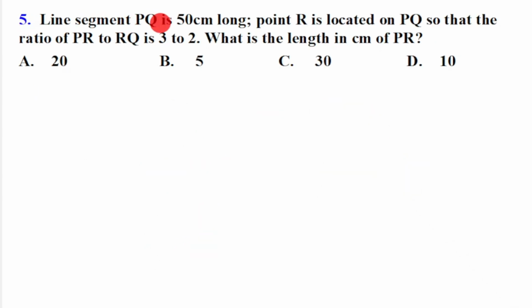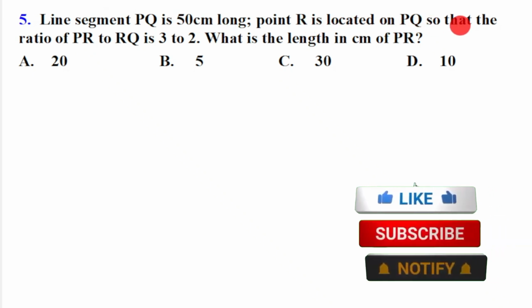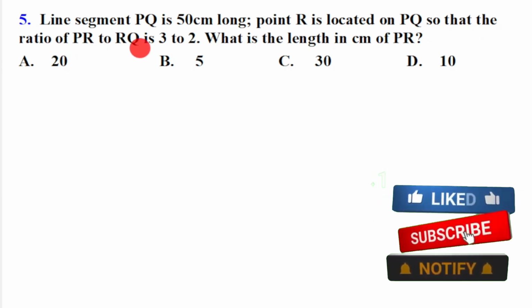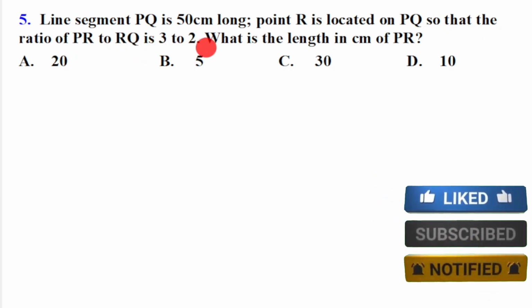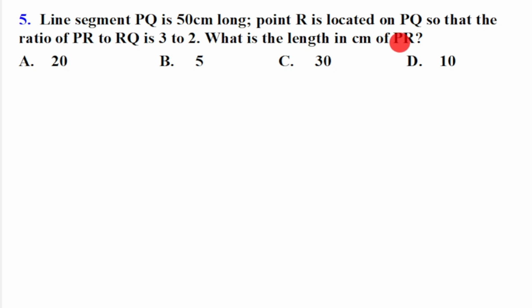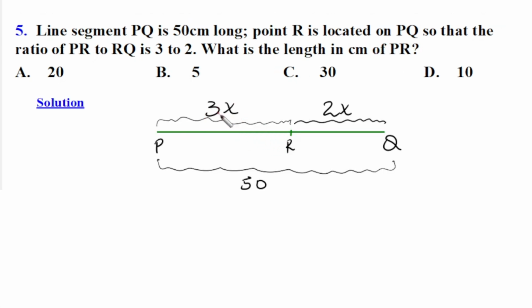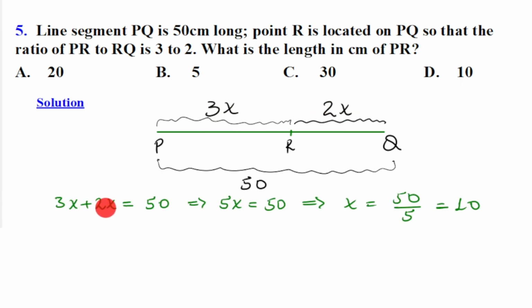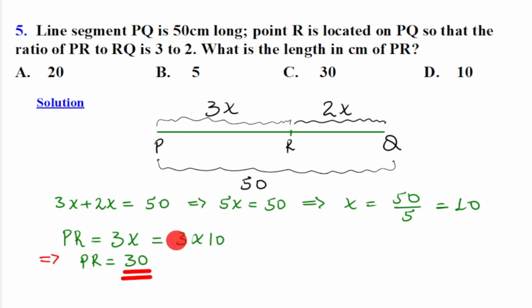5. Line segment PQ is 50 cm long. Point R is located on PQ so that the ratio of PR to RQ is 3:2. What is the length in centimeters of PR? Let us assign PR as 3x and RQ as 2x. When we add 3x plus 2x, we get 50, which gives us the length of PQ. We get the value of x is equal to 10. PR is 3x, so 3x is equal to 3 times 10, since the value of x is 10 here. So we get PR is 30.